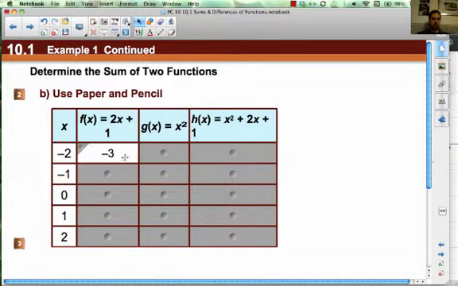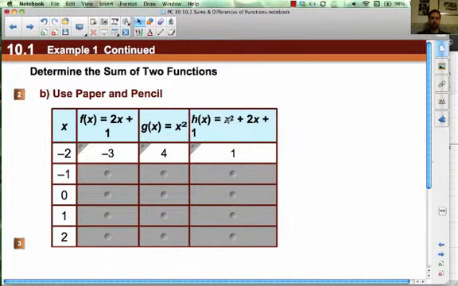Similarly, for this one, negative 2 squared will give us 4. Now, in this one, it's the sum of the y values of these two things. So, we simply have negative 3 plus 4, and you notice that we end up with 1. And you could double check it by plugging negative 2 in here.